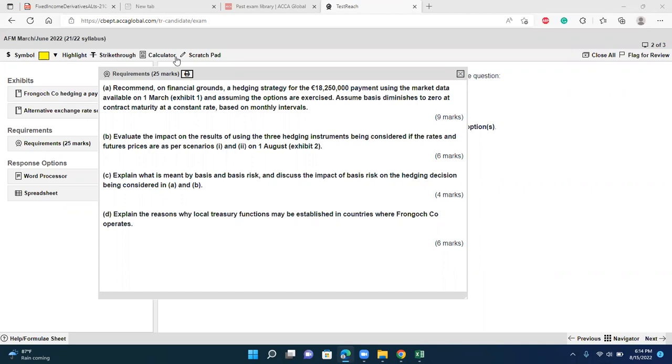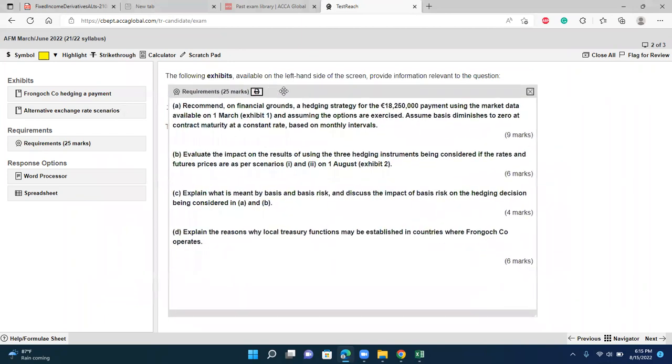C part: explain what is meant by basis. What is basis? Basis is the difference between the future rate and the current spot rate, and the basis risk, and discuss the impact of basis risk on the hedging decisions being considered in A and B. D: explain the reasons why a local treasury function may be established in countries where F company operates. So why it is preferable to establish a local treasury function. So that's the requirement.